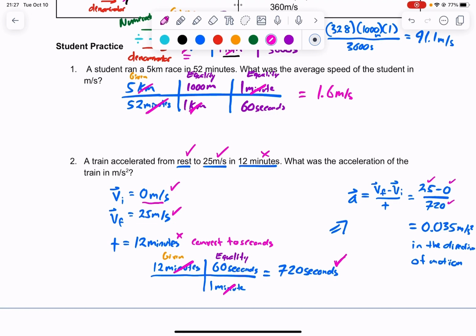Now, technically, acceleration is a vector quantity, so you need to give it a direction. We don't know which direction it's going. We don't know if it's going northeast, south, or west, or in the positive x, negative x, or left or right. So one way that we can get around this is by just saying that it's moving in the direction of motion.